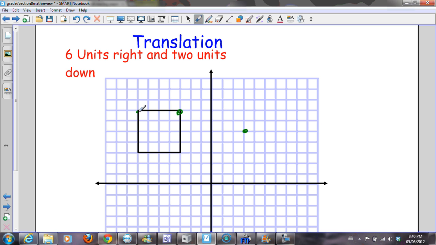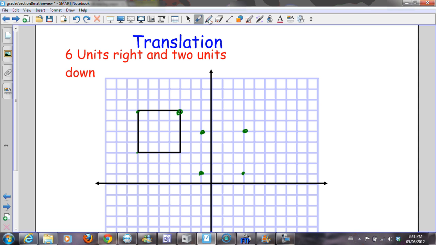Then I'm going to do this point. I'm going to go 6 to the right and 2 down. Then I'll do this one. 6 to the right and 2 down. And then I'll do this one. 6 to the right and 2 down.